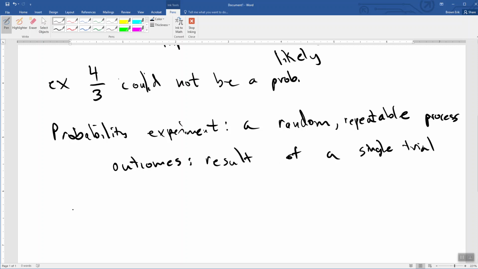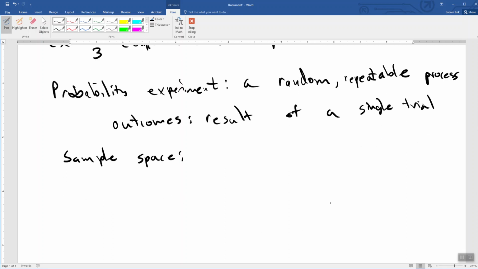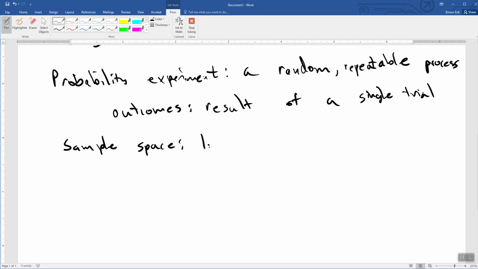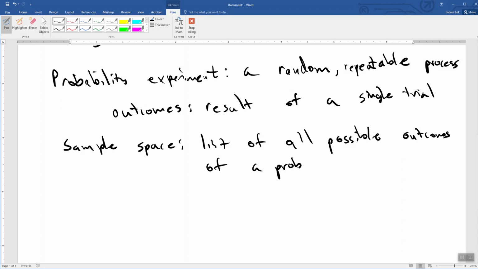So from that, we get what's called the sample space. And this is important. You need to be able to define this. I'm sure you saw this in your Alex homework. And this is the list of all possible outcomes of a probability experiment. So you need to be able to define the sample space.